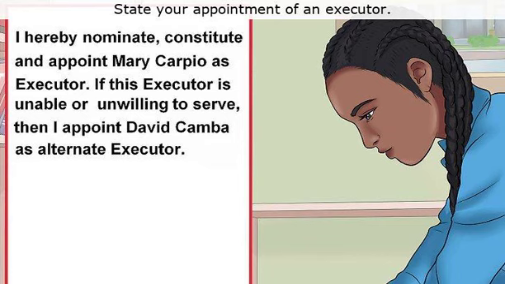For example: "I hereby nominate, constitute and appoint [executor's first and last name] as executor. If this executor is unable or unwilling to serve, then I appoint [backup executor's first and last name] as alternate executor." Determine if your executor should post bond. If the executor must post a bond, this will protect against fraudulent use of your estate. However, requiring the executor to post a bond can be expensive for the executor, depending on the size of your estate, and could prevent your chosen executor from serving.